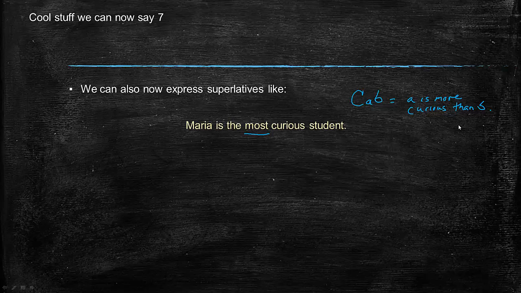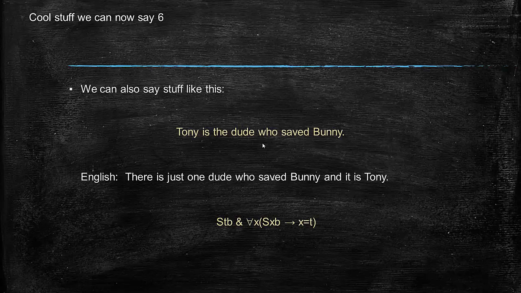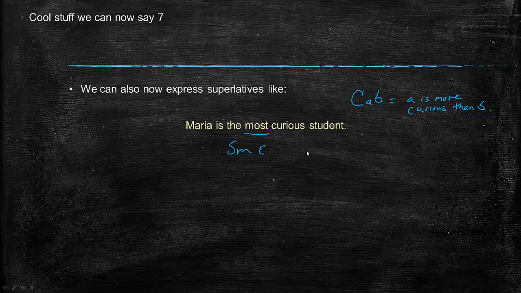Well, first of all, notice that this does tell us that Maria is a student, and we want to capture that. And the easiest way to capture that, the only way really, is to say Maria is a student. But there's something else. So and, right? Maria is a student and what? Well, try that. See what you come up with.